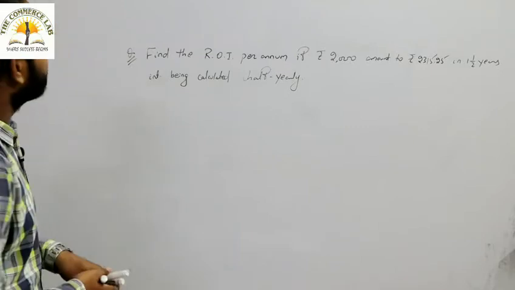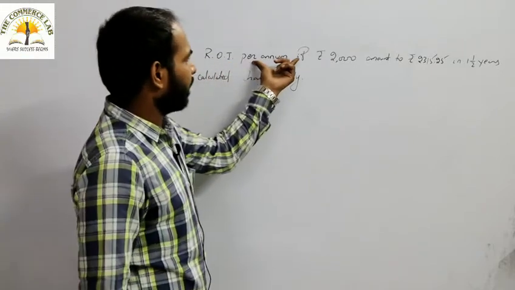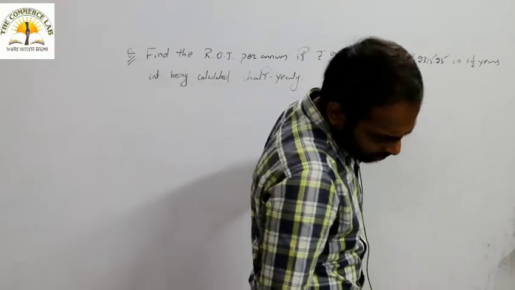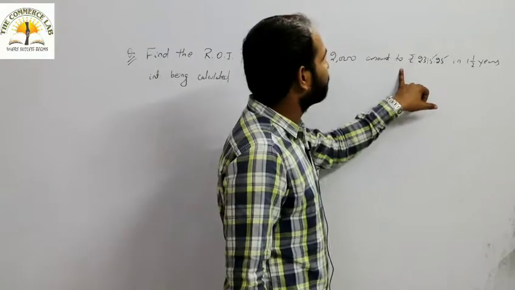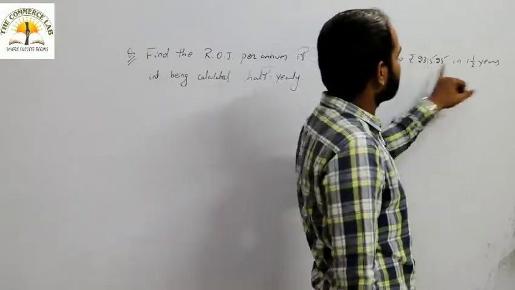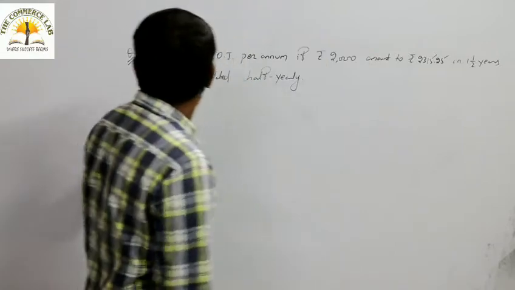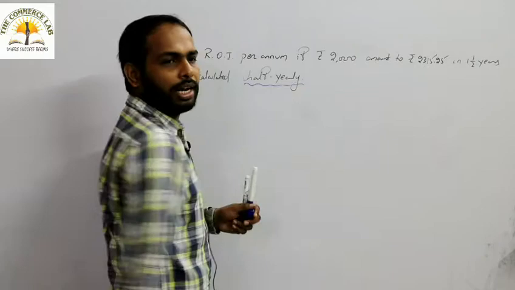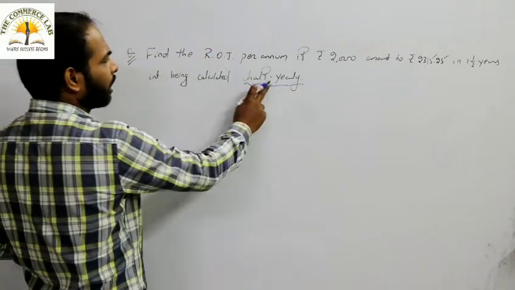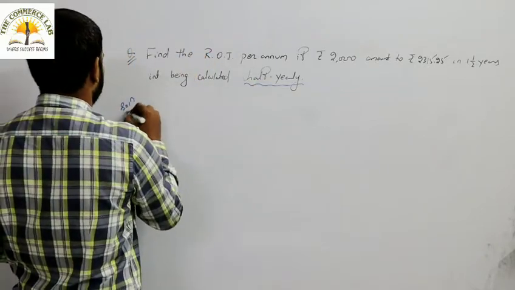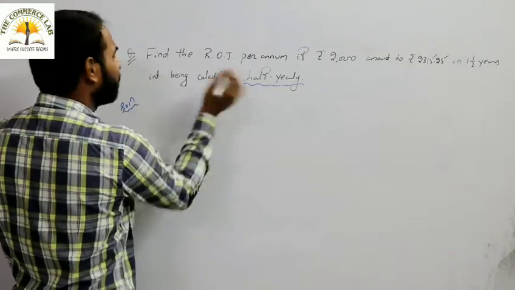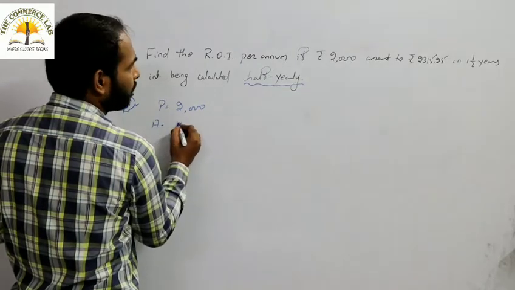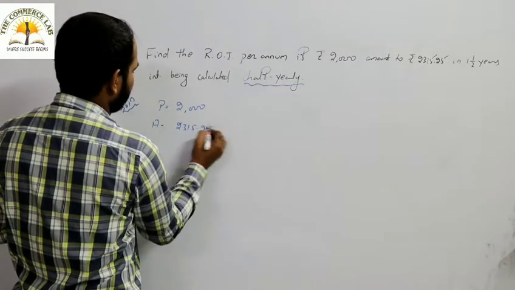So let's see the question first. Find the rate of interest per annum if 2000 amounts to 2315.25 rupees in 1.5 years, interest being calculated half yearly. If interest is being calculated half yearly, then first write down the P. P is here 2000, amount is here 2315.25.